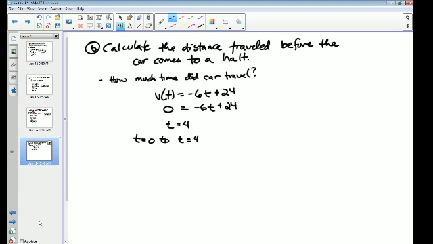What else do we know? It's a position question.